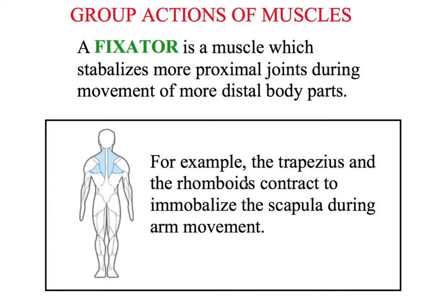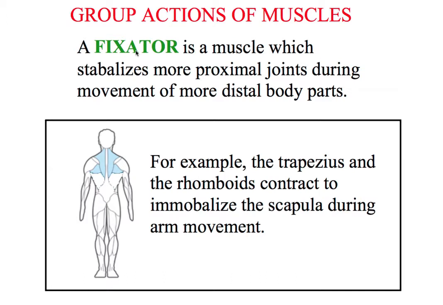So the trapezius and rhomboids, which are attached to the scapula in this position, lock the scapula in place, and they allow the smaller muscles of the arm to do their job, to contract and move the arm. If this base of the scapula was not contracted and not locked in place due to the fixators, because the arm itself is larger, the scapula would want to move towards the arm as opposed to allowing the arm to move based on the smaller scapula.